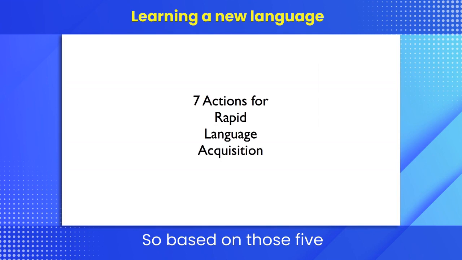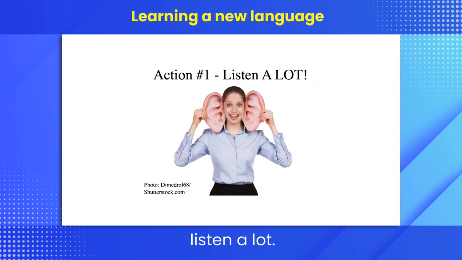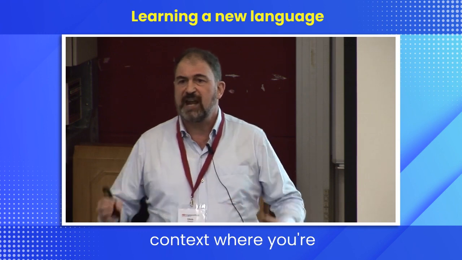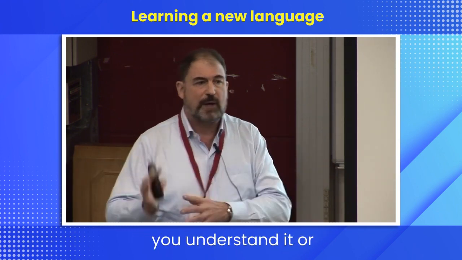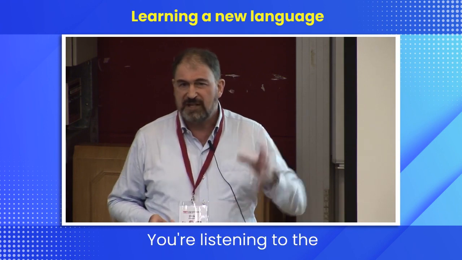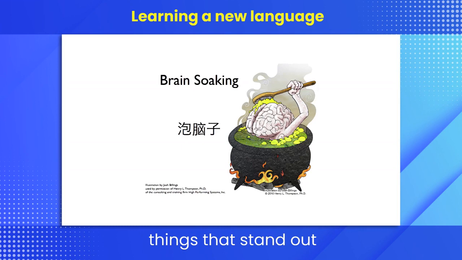So based on those 5 principles, what are the 7 actions that you take? Number 1, listen a lot. I call it brain soaking. You put yourself in a context where you're hearing tons and tons and tons of the language, and it doesn't matter if you understand it or not. You're listening to the rhythms, you're listening to patterns that repeat, you're listening to things that stand out. So just soak your brain in this.